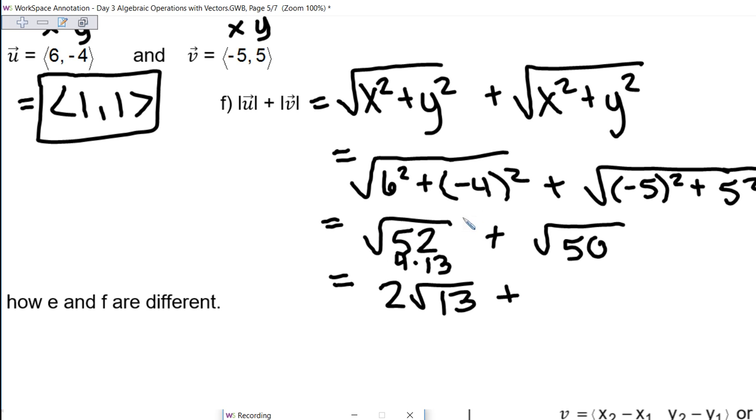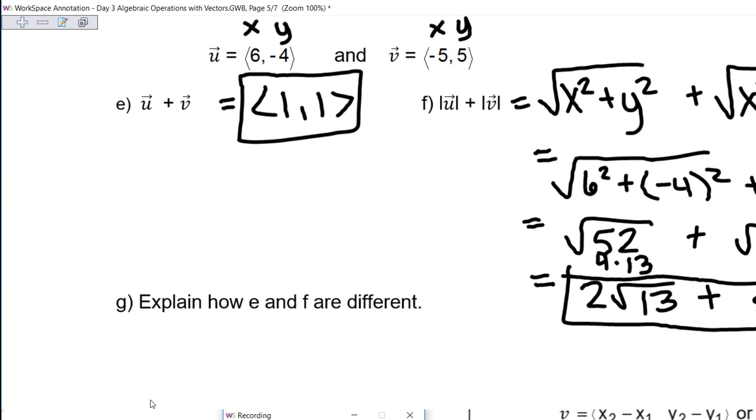And what's the perfect square for 50? 25 times 2, so that would be 5 square root of 2. Now are they like radicals? No, so that's as simplified as I can get it. So don't leave radicals unsimplified. Make sure they're simplified completely.